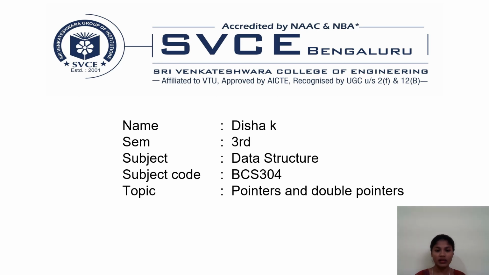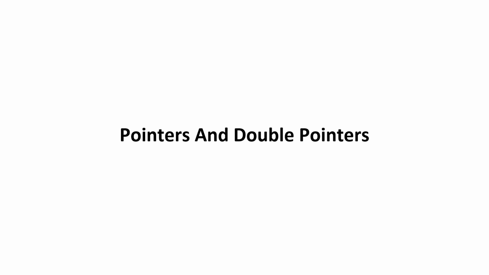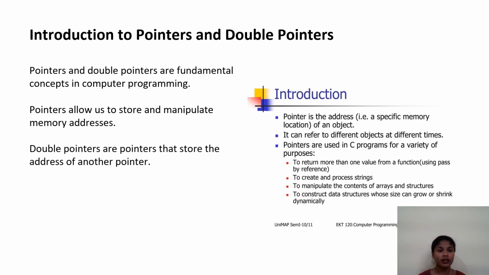Today I am going to discuss pointers and double pointers. Introduction to pointers and double pointers. Pointers and double pointers are fundamental concepts in computer programming. Pointers allow us to store and manipulate memory addresses. Double pointers are pointers that store the address of another pointer. A pointer is the address of a specific memory location of an object. It can refer to different objects at different times.